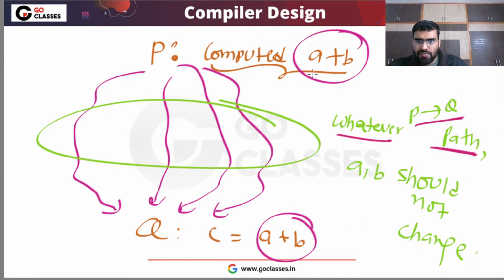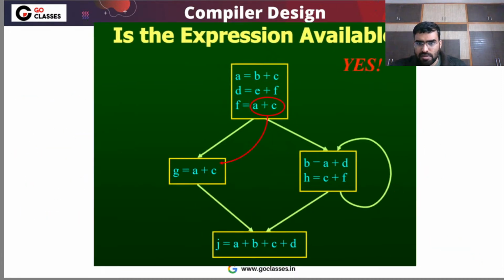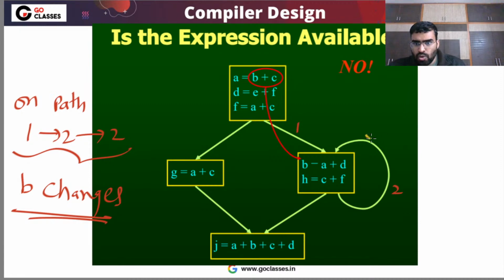In this situation, I will say that this is available. If this situation happens, then I will say that this is available. So whatever path you take, they should not change. Don't forget about this loop. Many students will make mistakes here.